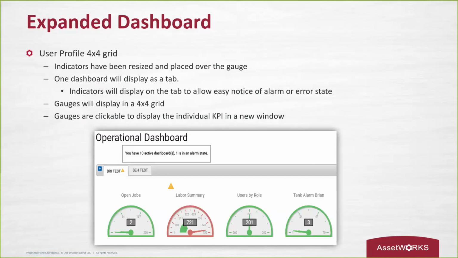We also have resized and placed the indicator above the gauges. So if there's an alarm, you easily identify that. And here's 4 KPIs across, an example. And then you see that there's 2 dashboards there right now. You can have up to 8.